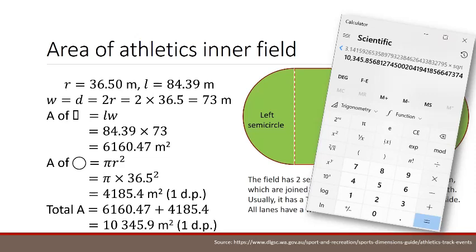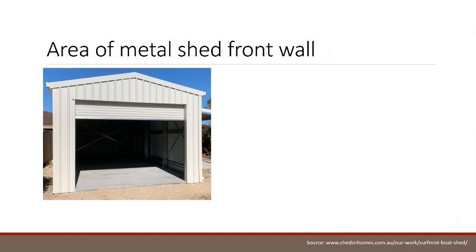Well, let's have a look at another example. So let's find the area of this front wall of the metal shed. You can see that it's corrugated steel, it's colour bonded, and it's a composite shape. It's not one of the plane figures that we've seen.